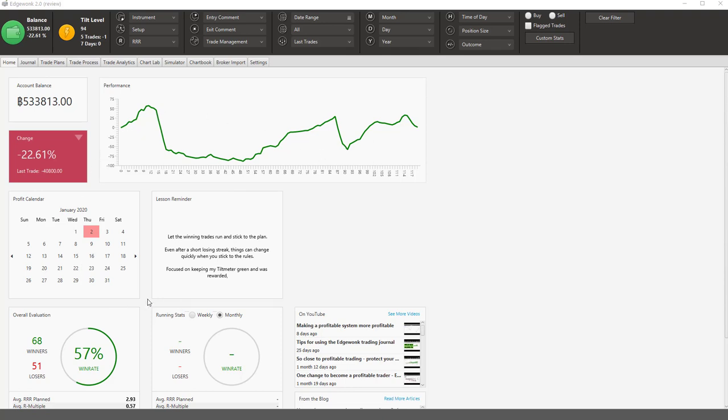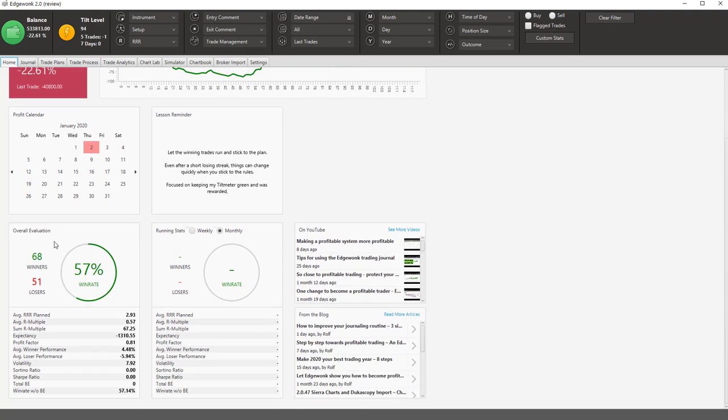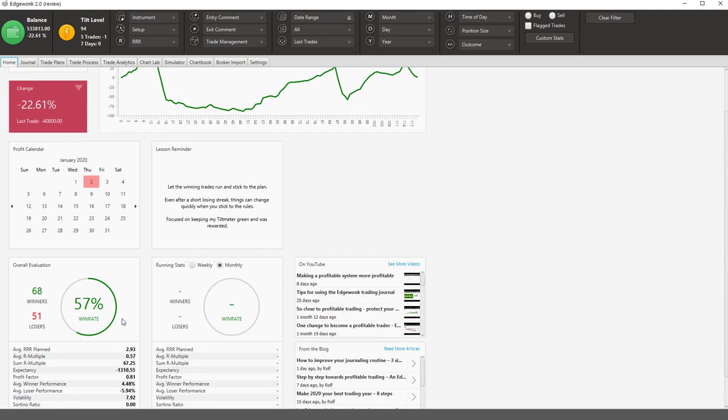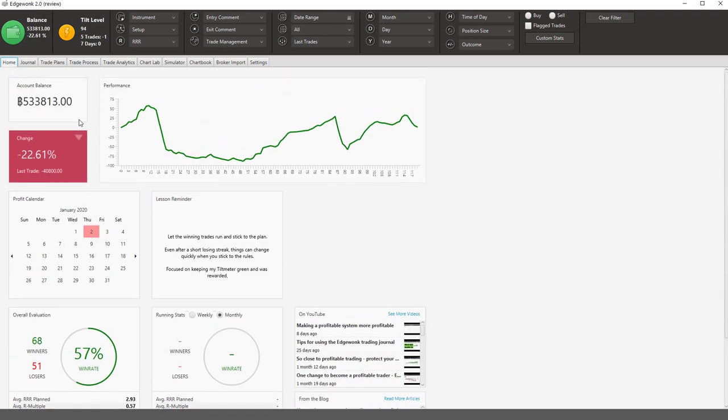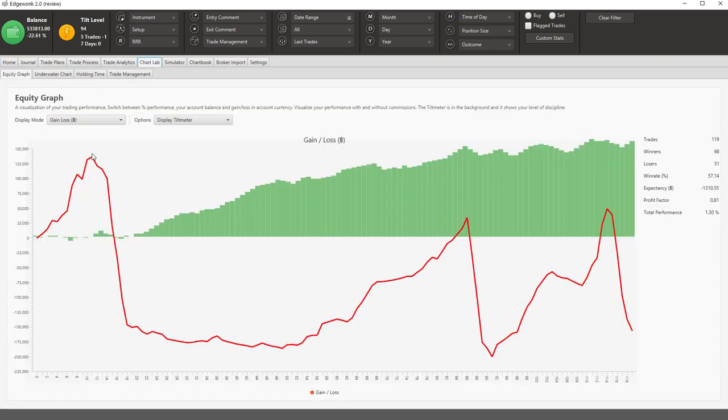When we look at the overall evaluation here in the home screen, we can see a 57% win rate, which is decent. But overall, it seems that there are things in his trading performance that are costing him a lot of money. When we go to the chart lab, you can see it even better when we switch to the gain loss. And there are periods where he's losing quite a bit of money over a short period of time.